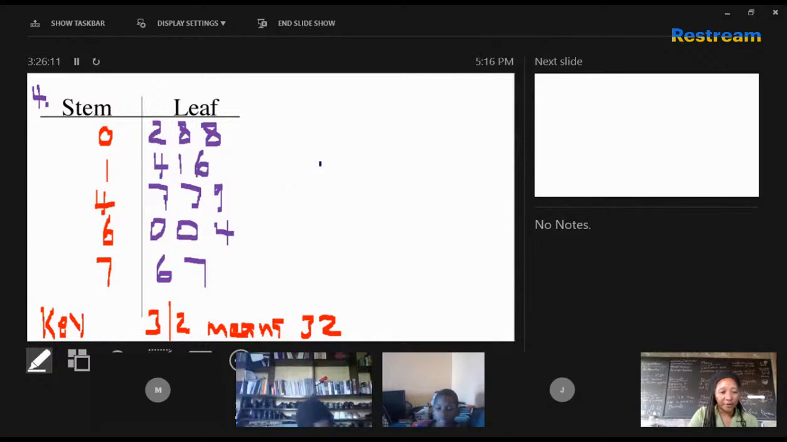For number 4, some of them are not in order. Just looking at them, I'm seeing that some are not in order. This row is not in order, so we need to put the 1, then the 4, then the 6. All right, everything else is in order.